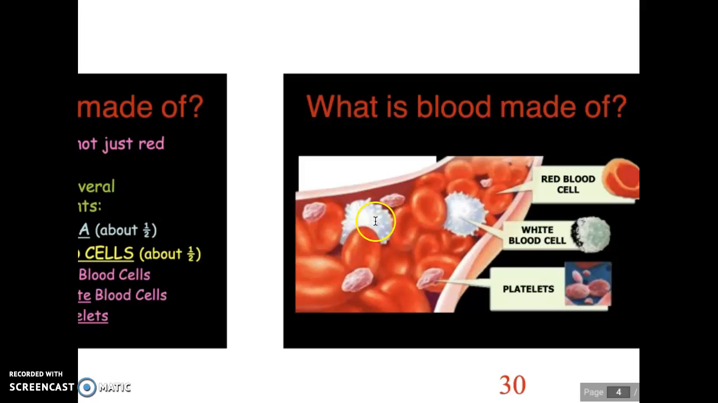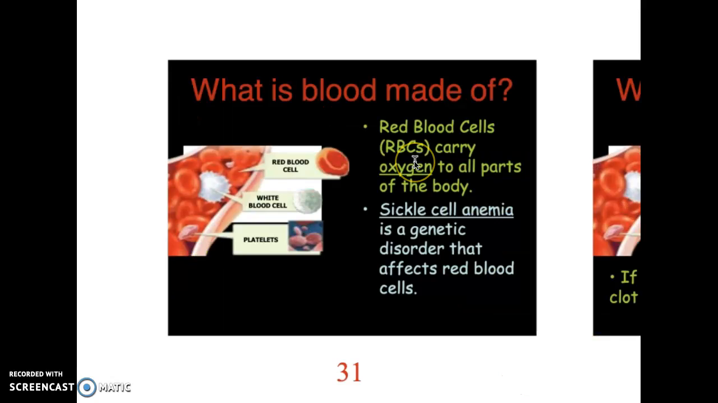Now, each of these cells has its own functions, and we'll look at that in just about a minute. And we'll also look at the various disorders that can happen because of some genetic disorders that happen in the blood cells. Now, let's look at the red blood cell first.